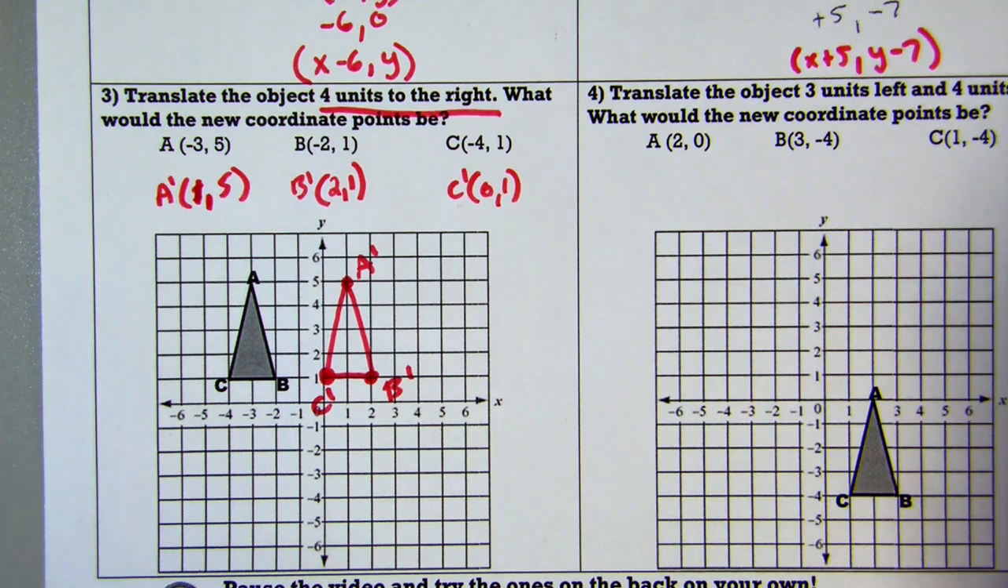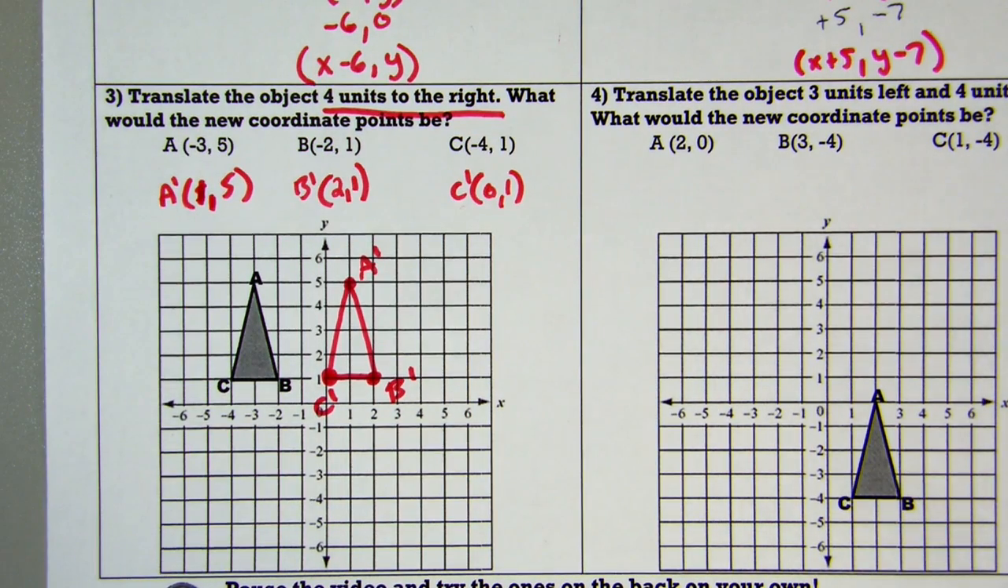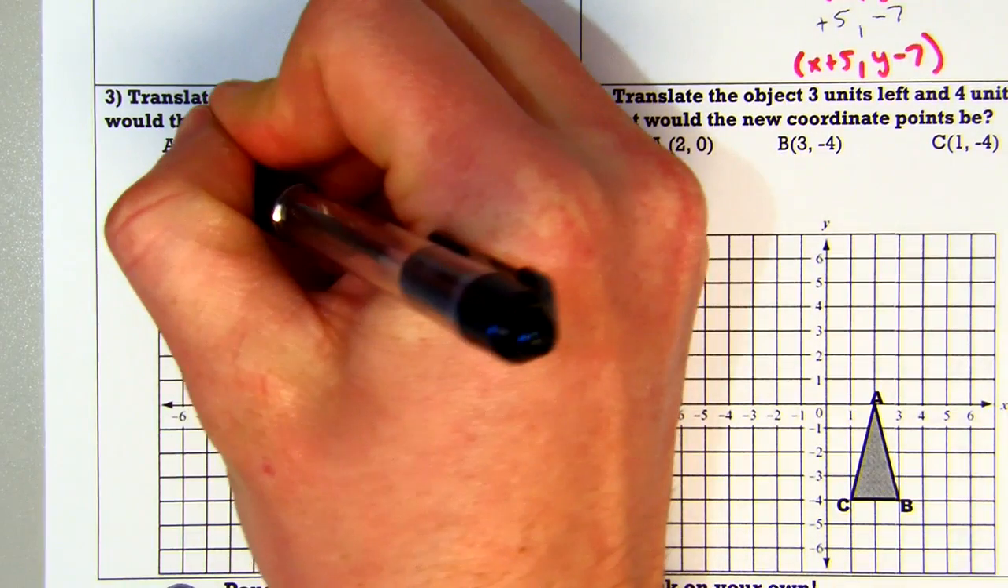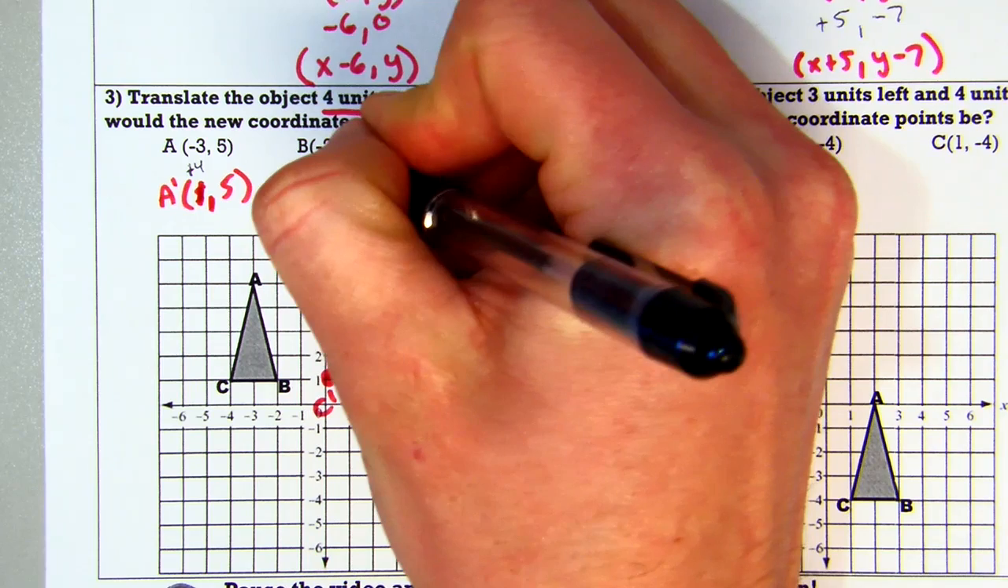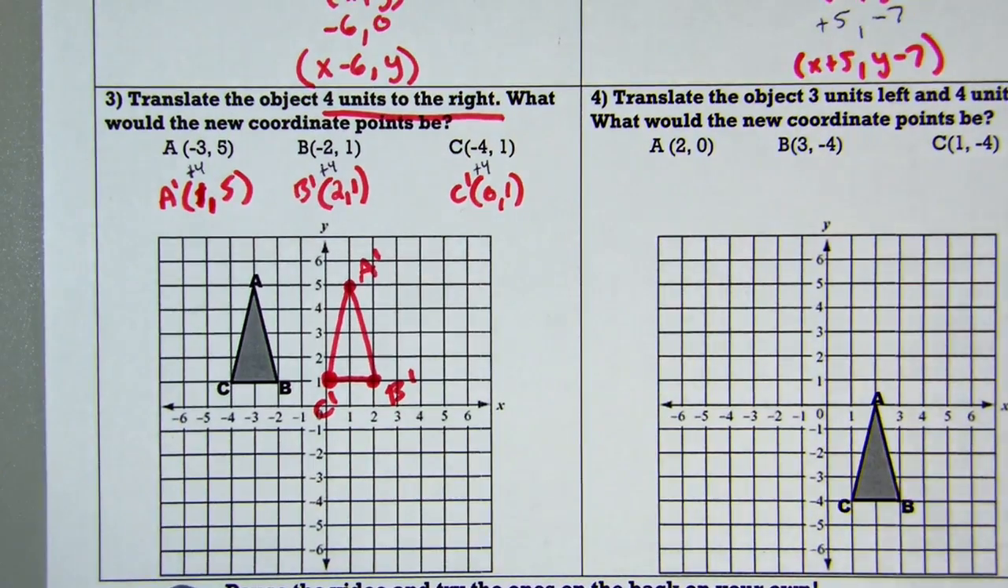by doing the math as well. If I go 4 units to the right, I'm only changing my x-axis, not my y, and I'm doing a plus 4 because it's going to the right. So I would do plus 4: 1 plus 4 is 5, negative 2 plus 4 turns into 2, and negative 4 plus 4 turns into 0. Nothing happens to my y-axis, they all stay the same.